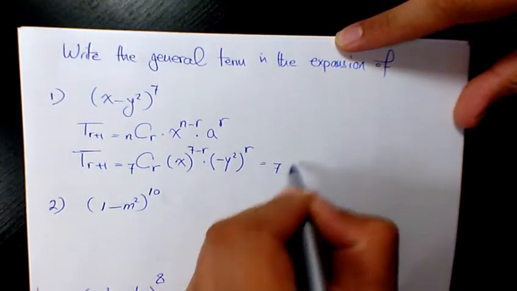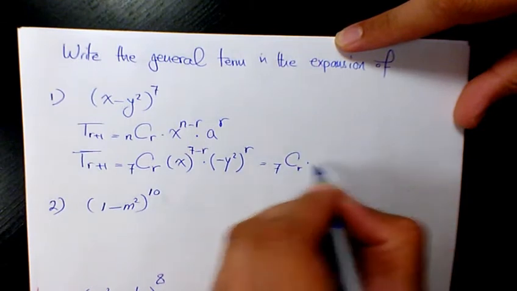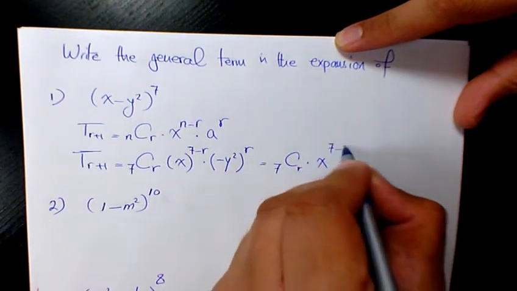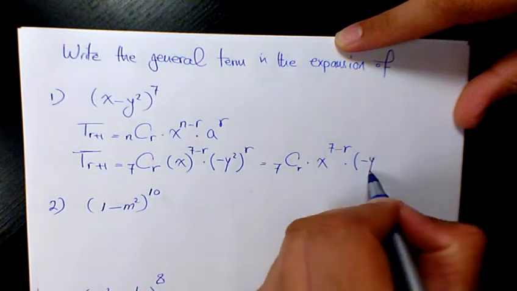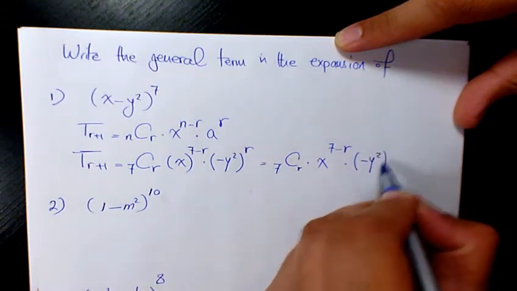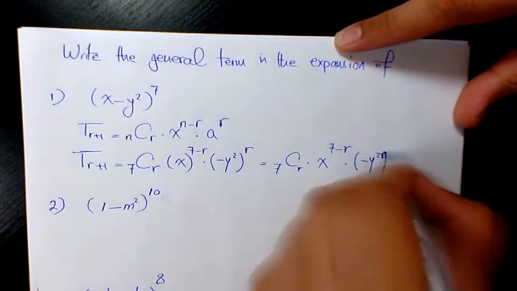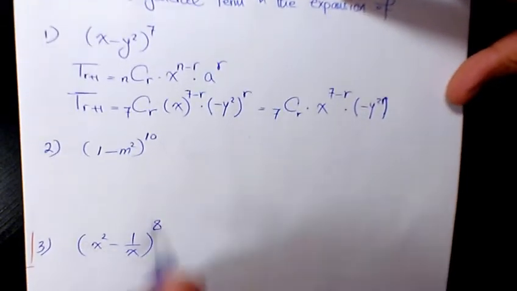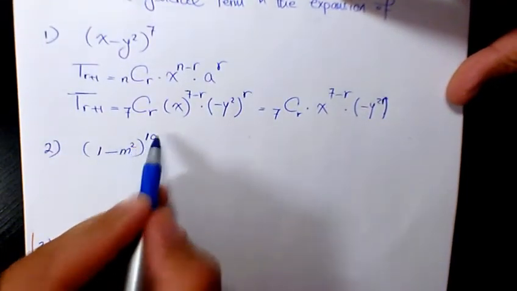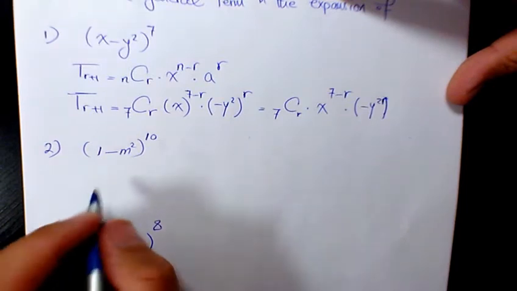You can also simplify it as 7Cr x^(7-r) times (-1)^r y^(2r). You can do it like that: 2r, multiply these two. Let's take a look at the next one, (1 - m^2)^10. We need to write the general term for that.